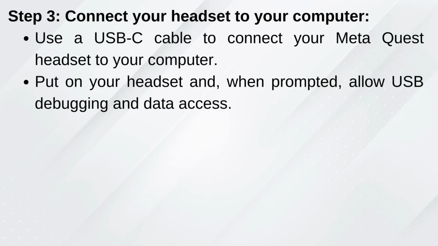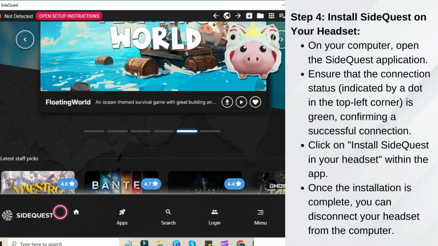Step 3. Connect your headset to your computer. Use a USB-C cable to connect your Meta Quest headset to your computer. Once connected, put on your headset, you'll see a pop-up asking for USB debugging and data access permissions. Select Allow for both options.